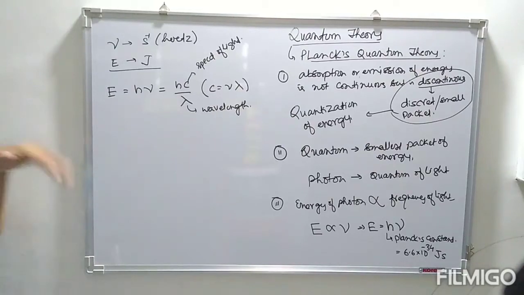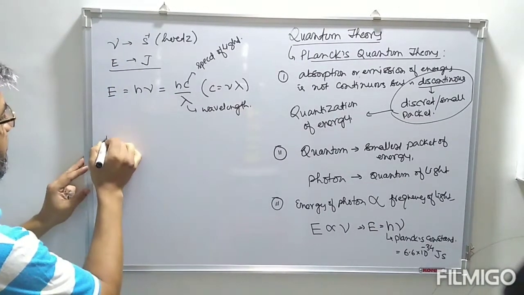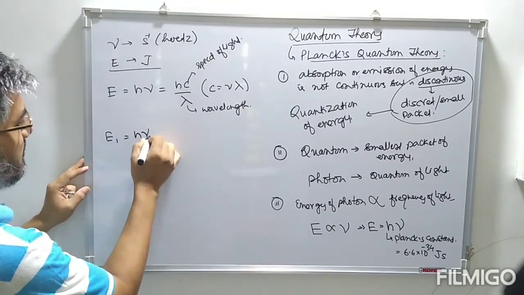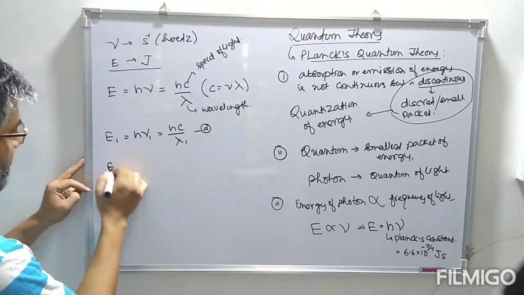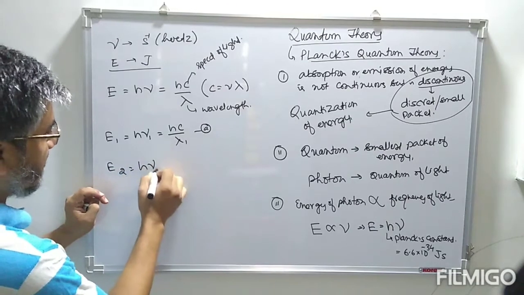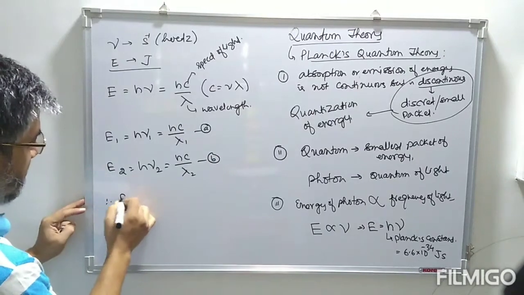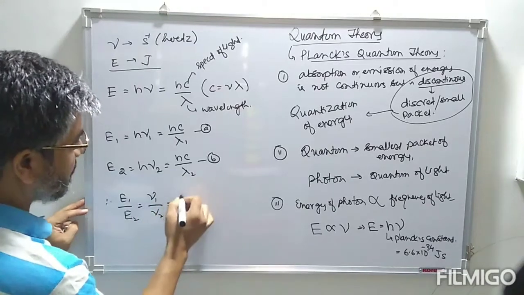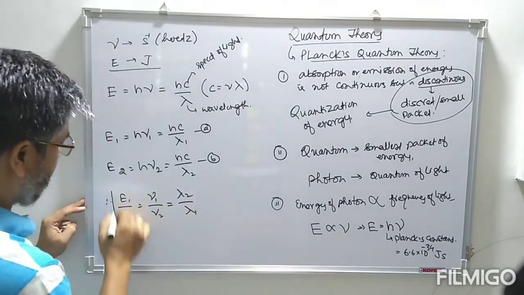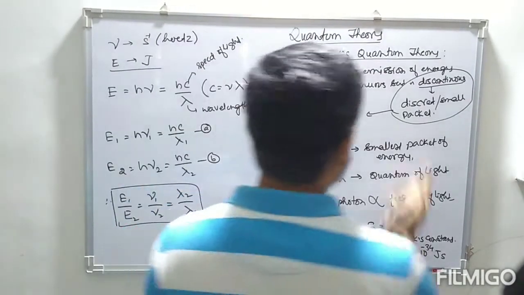So that means if suppose we have two different lights, then we can have two different energies. So E1 is equal to h nu 1, which is h c by lambda 1, E2 is h nu 2, which is h c by lambda 2. Therefore, E1 by E2 is equal to nu1 by nu2, which is equal to lambda 2 by lambda 1. This is the ratio.